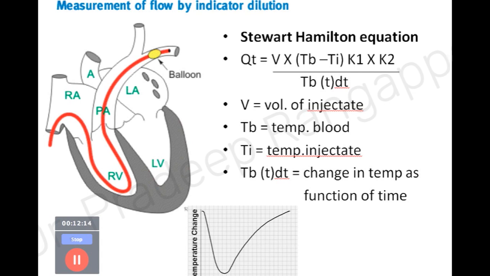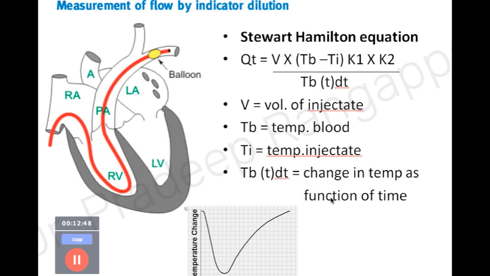So basically the cardiac output is measured from the change in the temperature of the injectate as a function of time. That is the most important thing. They use the Stewart-Hamilton equation where Qt is cardiac output, V is the volume of saline that you inject into the right atrium, Tb is the temperature of the blood, and Ti is the temperature of the injectate. And this is most important.